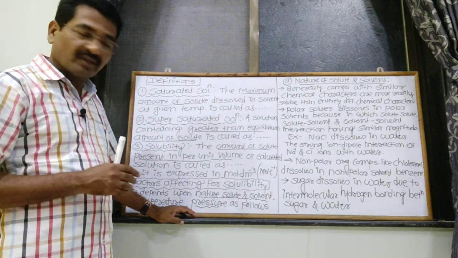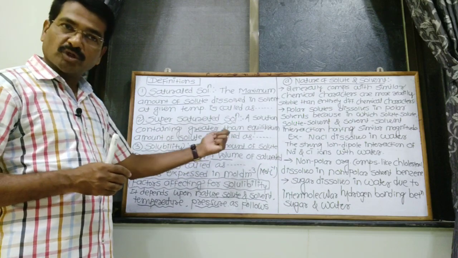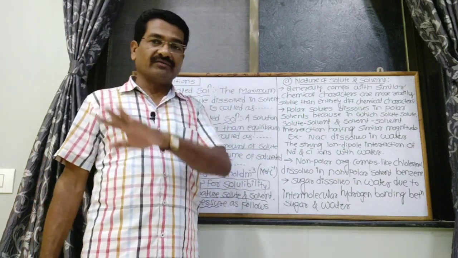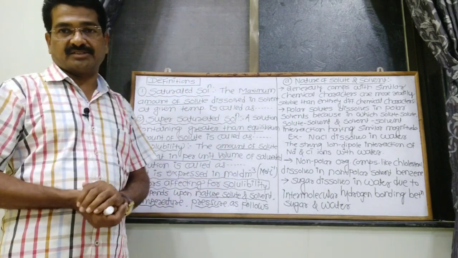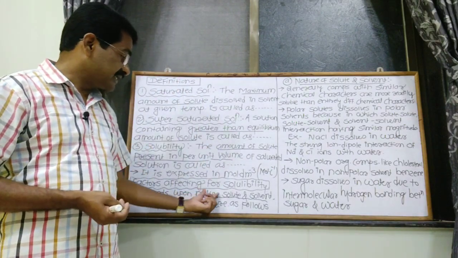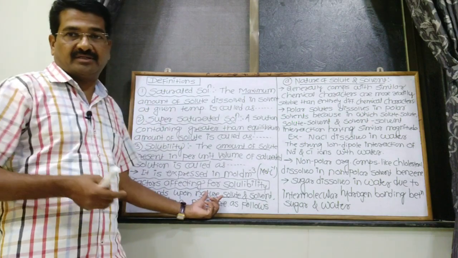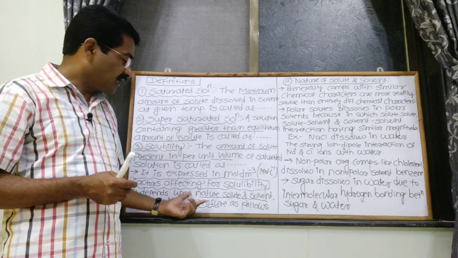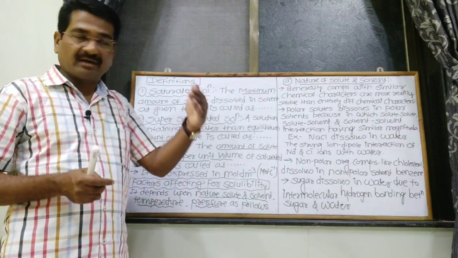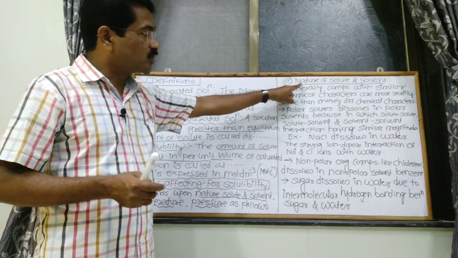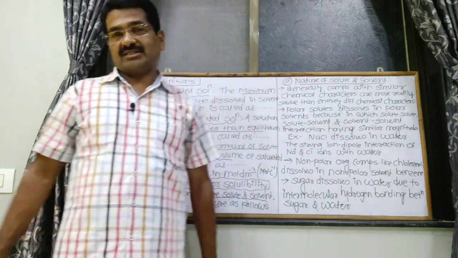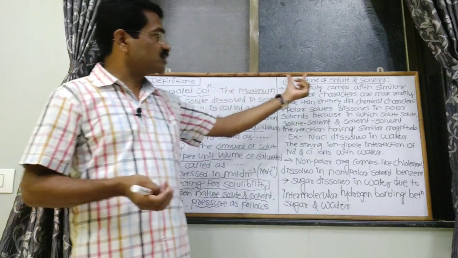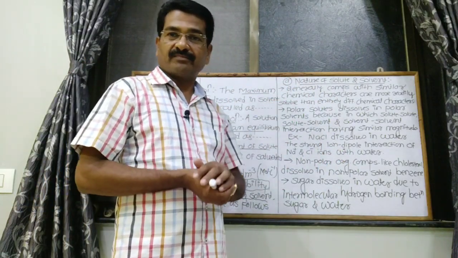So first of all, see the factors affecting solubility. Generally, the solubility of any solute in a solvent depends upon three factors. First factor is the nature of solute and solvent. Second factor, temperature. And third factor is the pressure. See one by one. First factor, that is nature of solute and solvents. How does solubility depend upon the nature of solute and solvents?